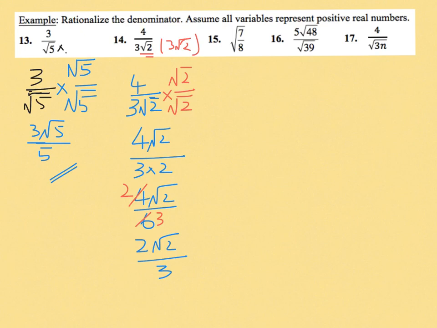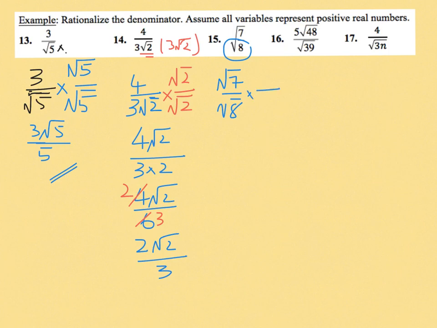In our example 15, you have the square root of 7 divided by 8. There are different ways to rationalize the denominator. Some of you may want to multiply by square root of 8 over square root of 8 right away. Some of you may want to simplify the denominator, square root of 8, to make it simpler. It's up to you. So I'm going to try just multiplying the numerator and denominator by square root of 8.